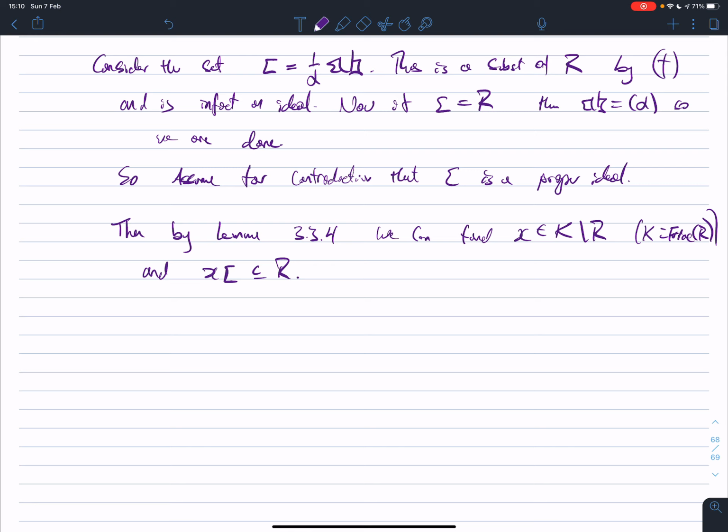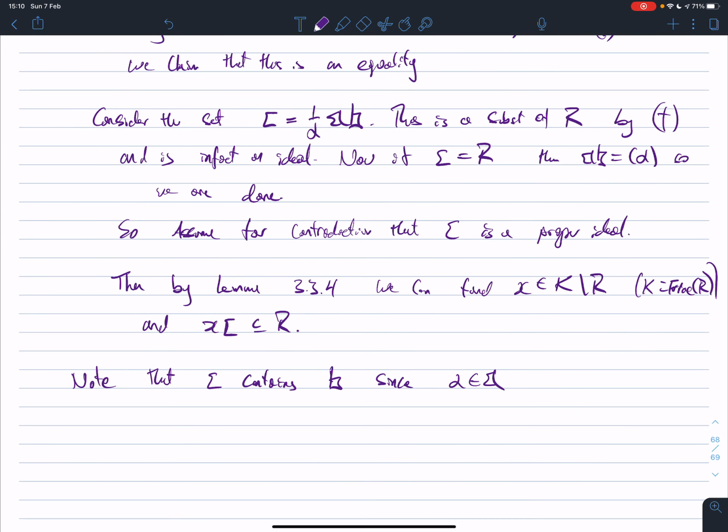So now, note that C contains the ideal B, since alpha is an element of A. Look at this definition. Alpha is in A, so if I pick the element alpha in A, then this will cancel out with my denominators, and I'm free to choose any element of B. The fact that alpha is in A tells me, just check it by hand if you don't believe me, that B has to be contained in C.